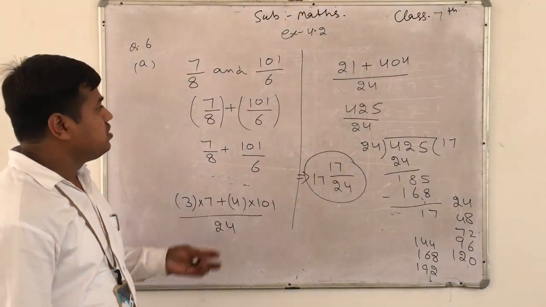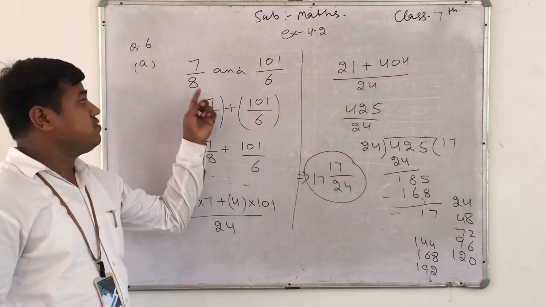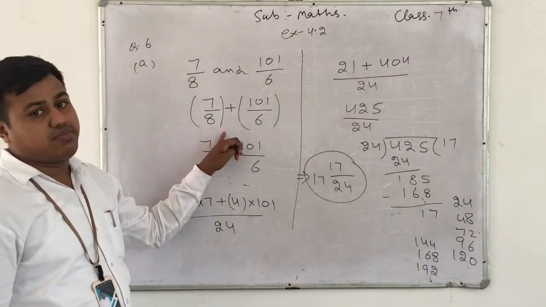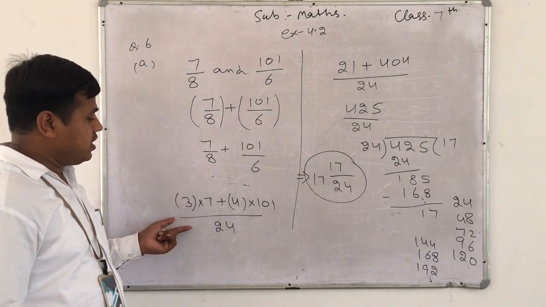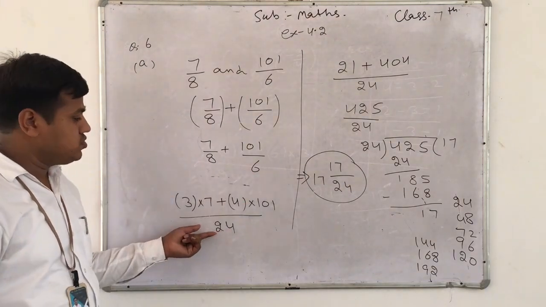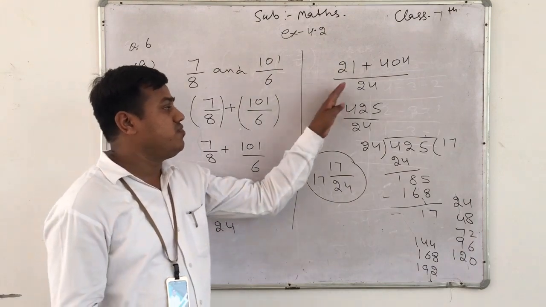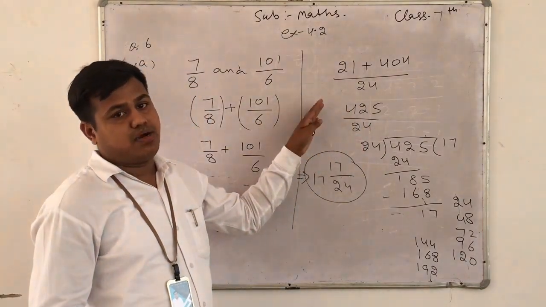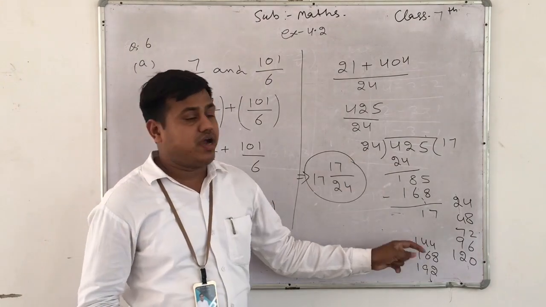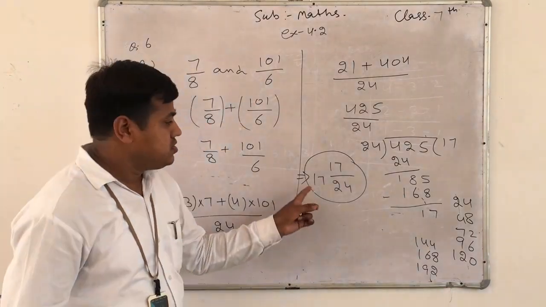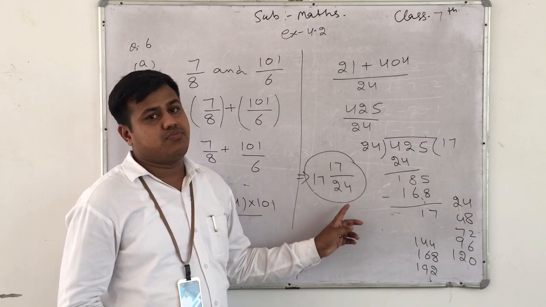So, an easy question. Firstly simplify the bracket. If there is a minus sign, then simplify the bracket. Then follow the procedure. We get that the denominators are not the same, so take the LCM. After the LCM we will get these fractions, but according to the question, write the answer as a mixed fraction. So we will divide and the final answer we will get 17 plus 17 upon 24.